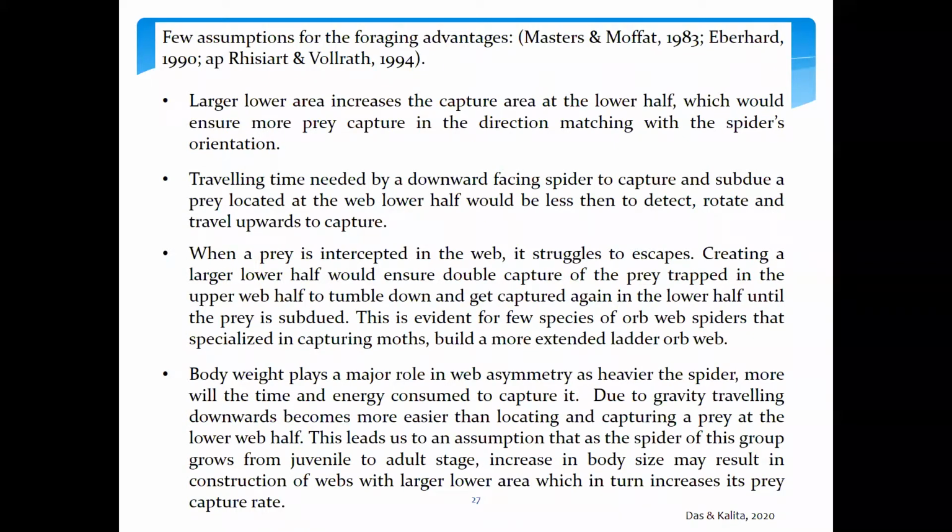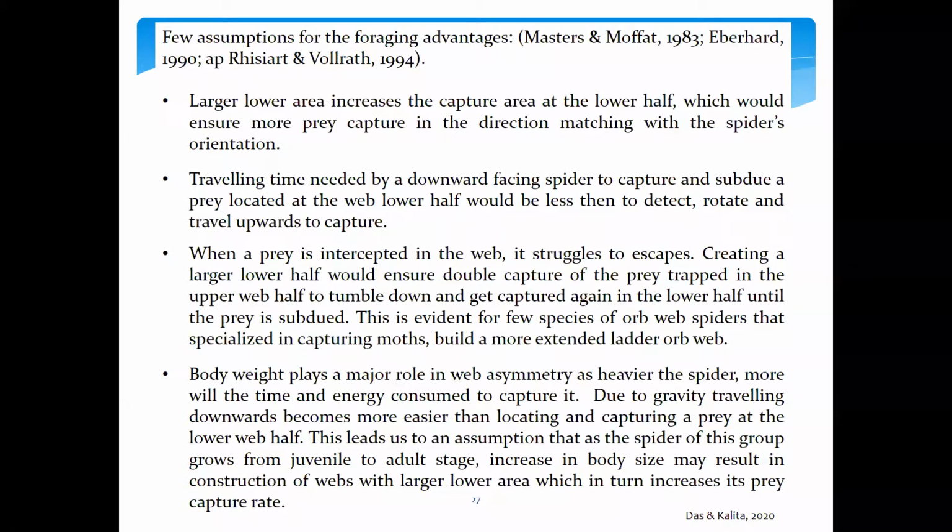We have gathered certain assumptions for the foraging advantage, which is supported by Masters and Moffat, Eberhard, and Risat and Walrat. So a larger lower area increases the capture area at the lower half, which would ensure more prey capture in the direction matching the spider's orientation. Traveling time needed for a downward facing spider to capture the prey and subdue it at the lower web half will be easier and less time consuming in comparison to detecting and capturing a prey located at the upper half.